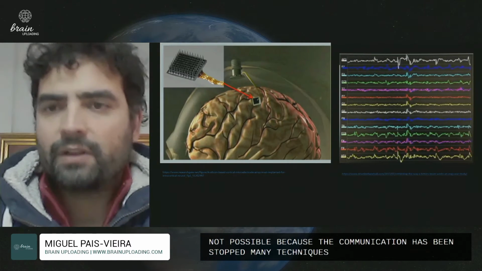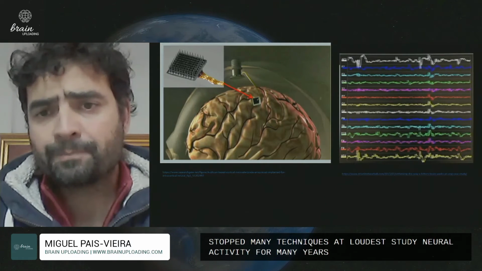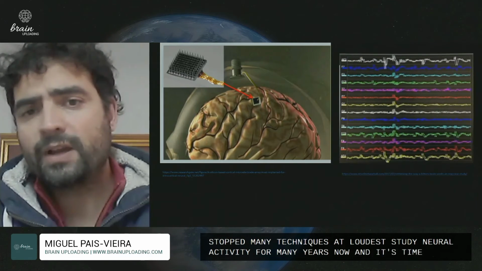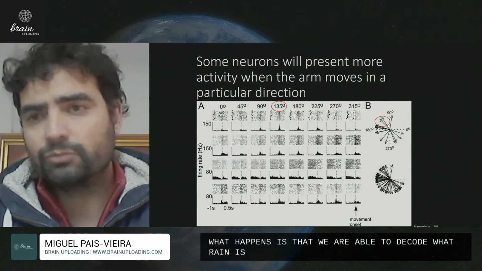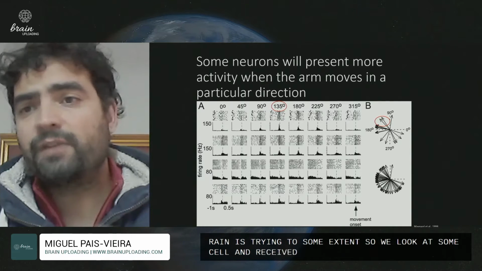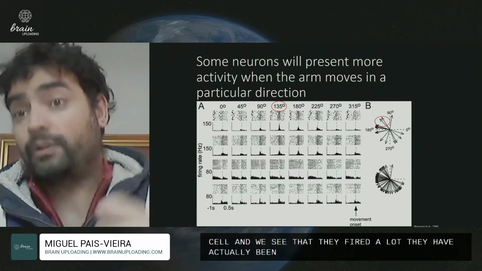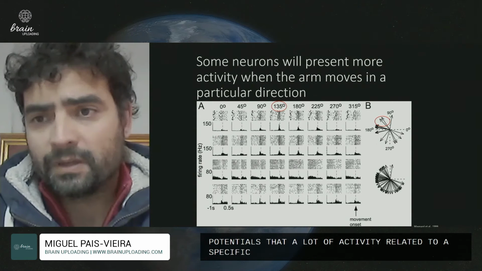Many techniques have allowed us to study neural activity for many years now. And as time goes by, we are able to decode what the brain is trying to do to some extent. So we look at some cells and we see that they fire a lot, they have action potentials, they have a lot of activity related to a specific activity.